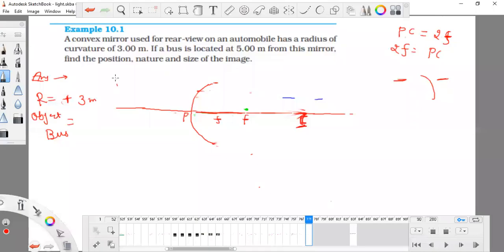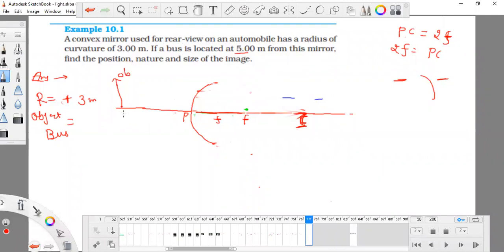Here this is my bus. Okay, and my bus is present. My question is telling me 5 meters away from this mirror. So this is my bus. Okay, this is my object. I know this. This is my object, and it is placed.